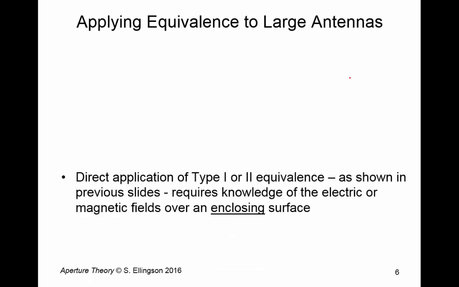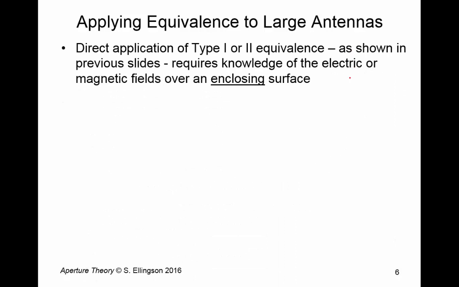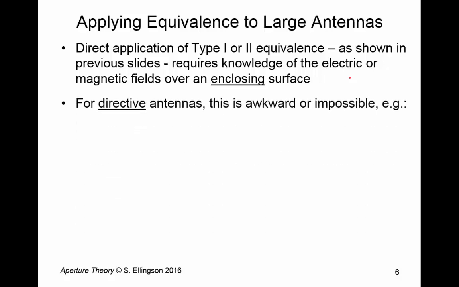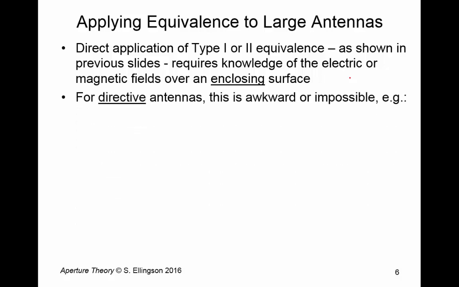So now we want to apply these ideas to large antennas. If we directly apply type 1 or type 2A or type 2F, as shown in the previous slides, that requires knowledge of the electric or magnetic fields over an enclosing surface. Now let's just think about that for a second. For a directive antenna, and in order for a directive antenna to be directive, it must be large. This is pretty awkward, or it might be impossible.